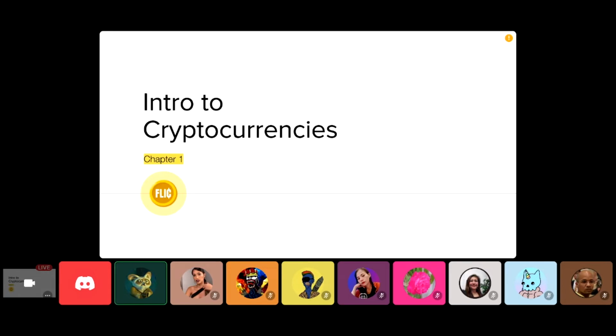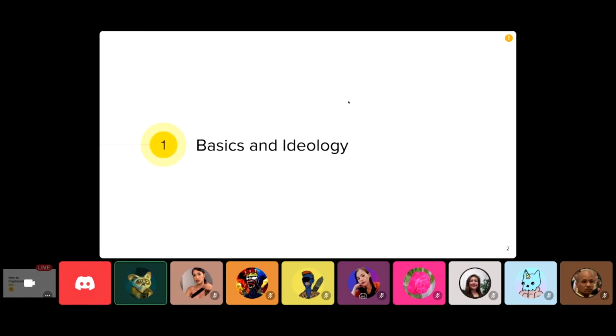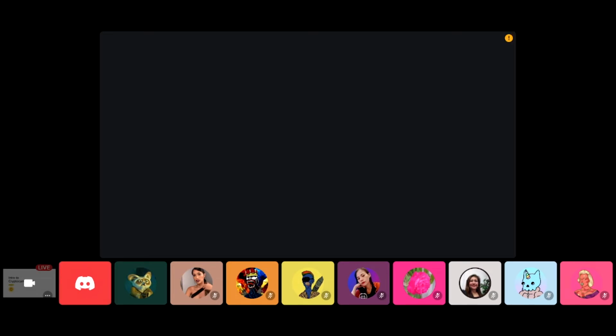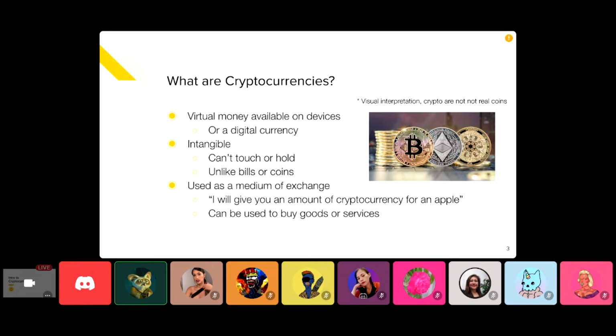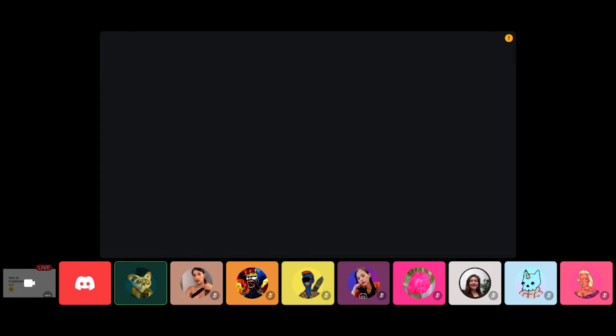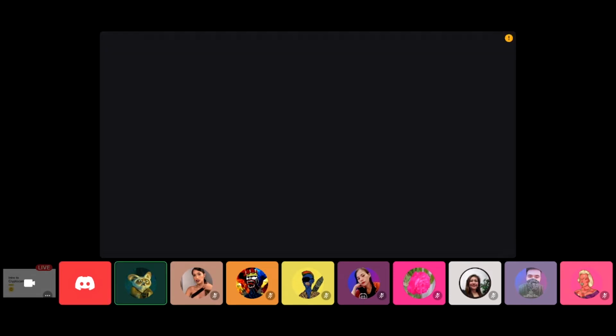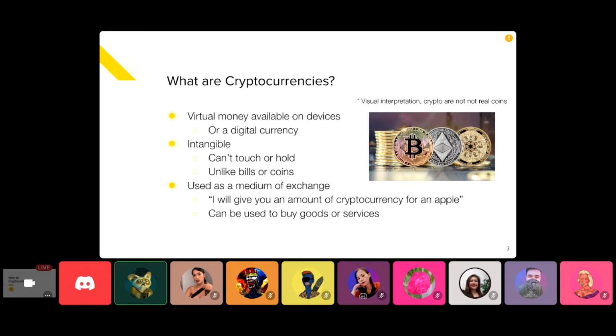So first, we'd like to start off with a question on the basics and ideology of cryptocurrencies. So what exactly are cryptocurrencies? Cryptocurrencies are virtual money that is available on devices, a type of digital currency. This type of currency is intangible, meaning you can't really hold the currency. That differentiates it from currencies like the US dollar, the euro, the yuan, the yen, which people can mint and you can touch. So these are the main things that differentiate them.